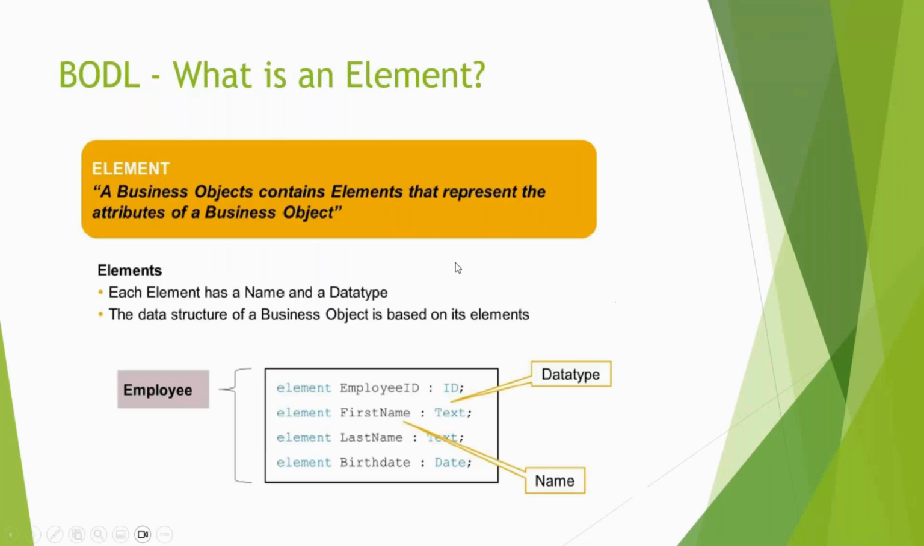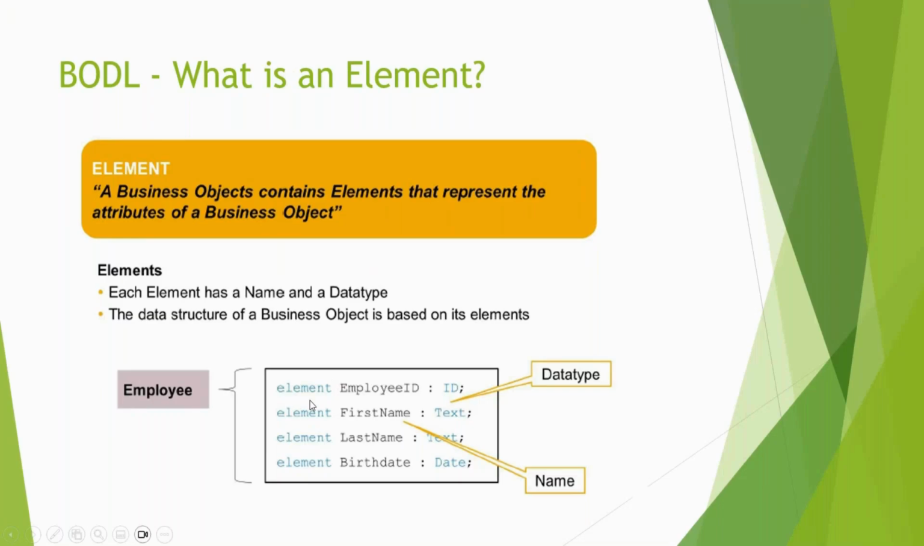Okay, so what is an element? A business object contains elements that represent the attributes of the business object. It's nothing but the fields which we use in a business object. Let's say if you're considering an employee, what are the fields: employee ID, first name, last name. These we are calling elements in the C4C. Each element has a name and a data type.